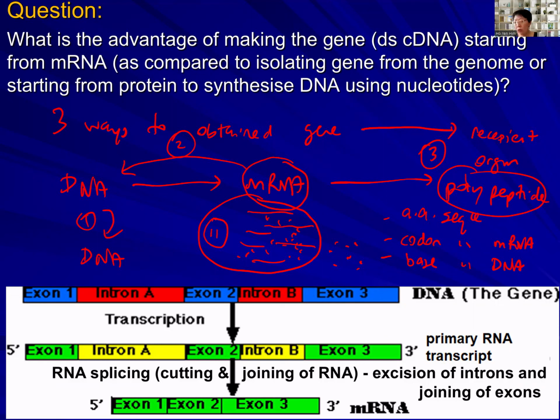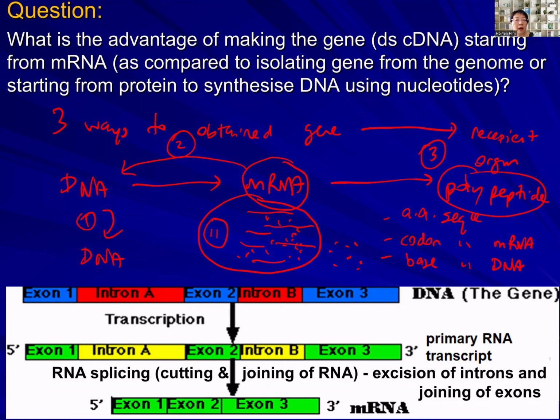Now, among these 3 ways, the best way is from mRNA to DNA. Can you see that the best way is from mRNA to DNA? Because a lot of mRNA that we can easily isolate from the cell, and then from mRNA, we can then convert into DNA using enzymes. So it's very straightforward.